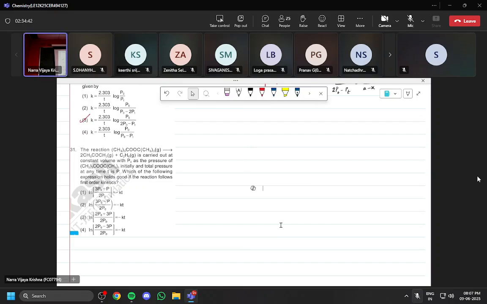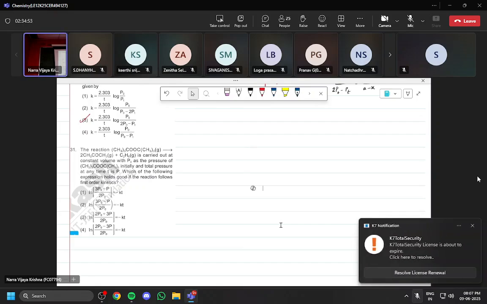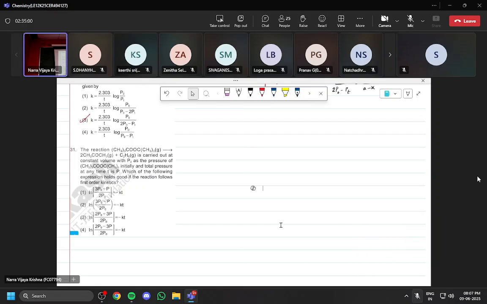Total pressure is given as P. Initial pressure is given as P naught. Final pressure is given as P. We need to find first order kinetics.